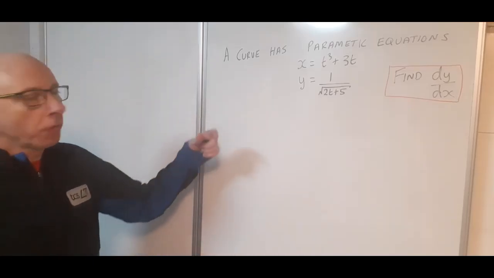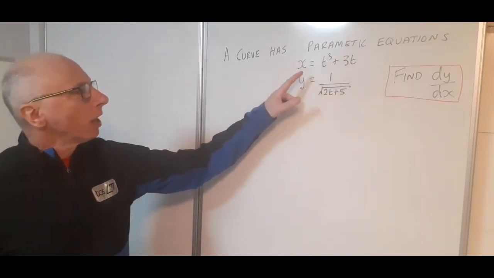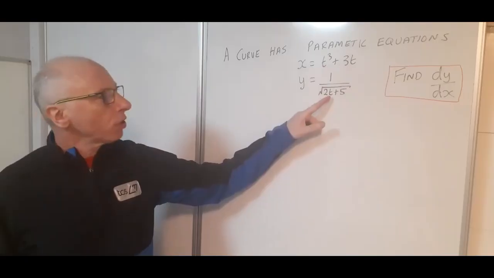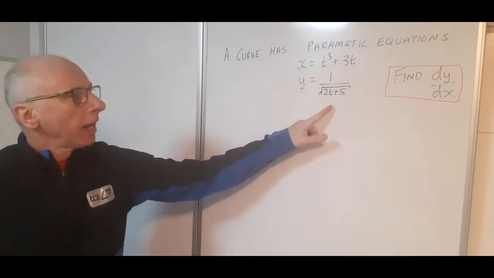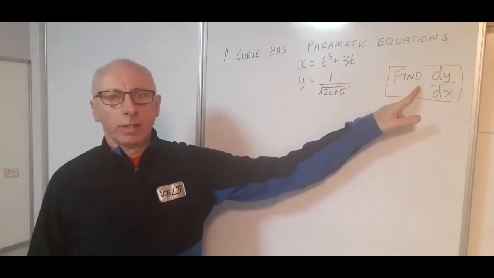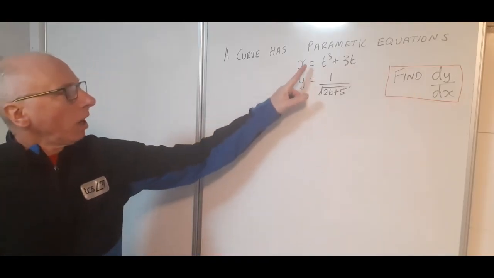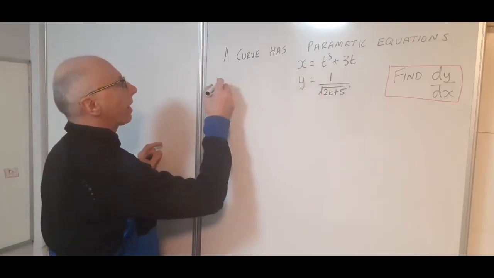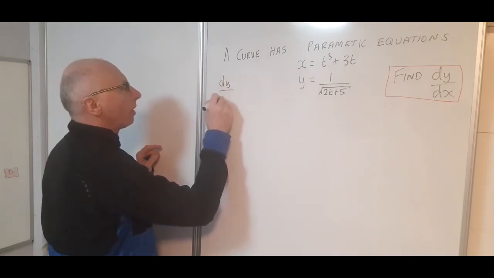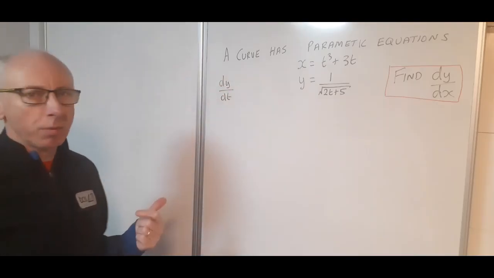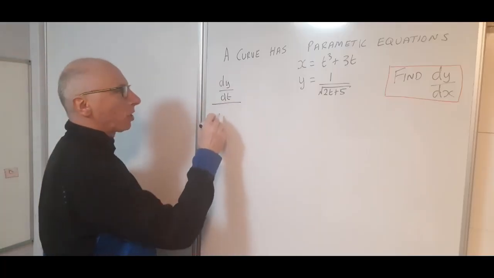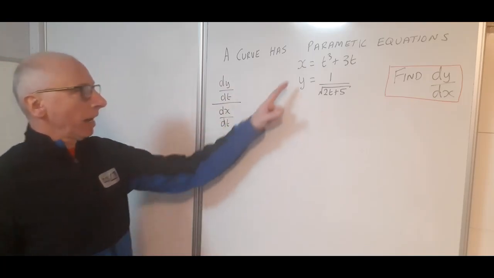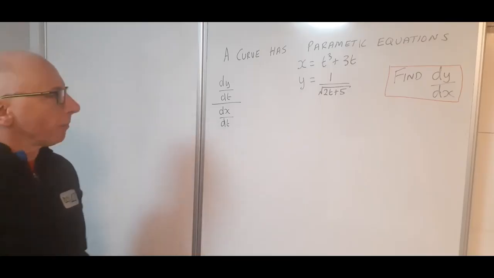So in this question here, we've got a curve with parametric equations, x equals t cubed plus 3t and y equals 1 over the square root of 2t plus 5. And we want to find dy/dx. So our x's and our y's are in terms of t. So what we have for dy/dx, we'd have dy/dt, so the derivative of y with respect to t, and then we divide that result by the derivative of x with respect to t, as x is also in respect to t.